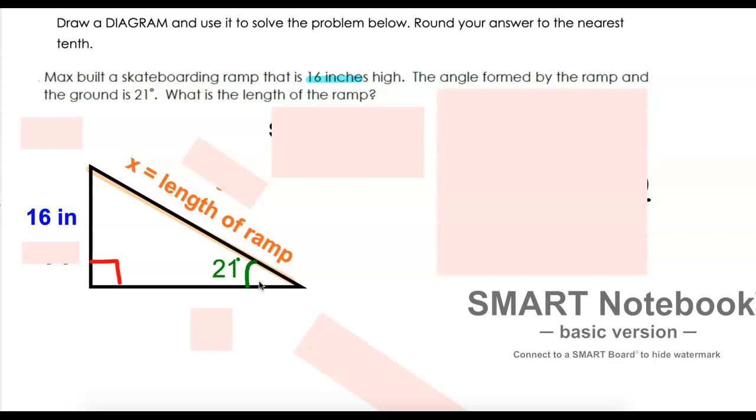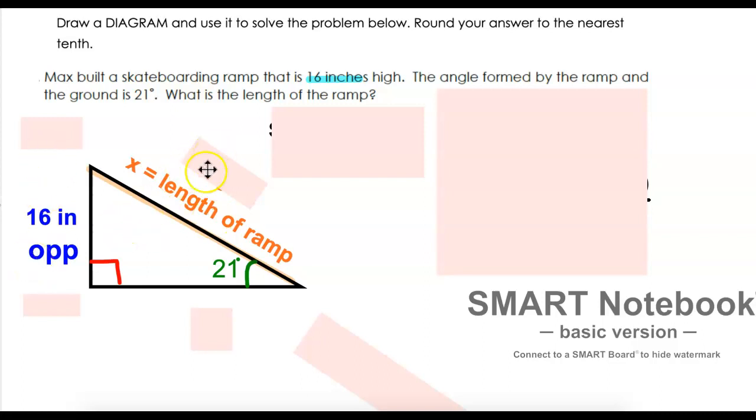So which ratio do we have the pieces for? If we look at our 21 degrees, that's our theta. It's our reference angle. In relation to this theta, the 16 inches is our opposite piece because it's the leg of the triangle that does not touch our reference angle at all. So we have the opposite piece.